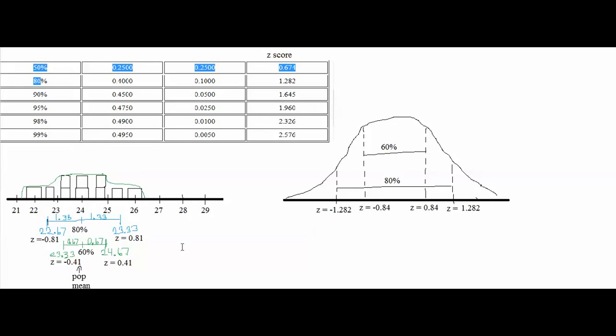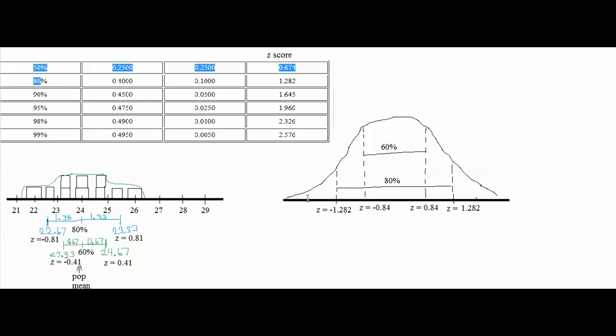In the last video, I was saying that the z-scores at the upper boundaries are the confidence coefficients. So the z-score at the upper boundary of the middle 80% is the 80% confidence coefficient, and the z-score at the upper boundary of the middle 60% is the 60% confidence coefficient. These were the 80% and 60% confidence coefficients in the example we did in the last video.